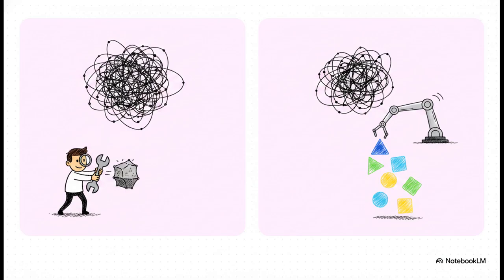But deep representation learning? Oh, it changes the game. It's automated, it finds those hidden patterns entirely on its own, giving us much better abstractions without a human slowing down the whole process.